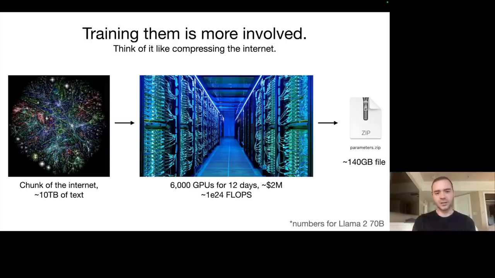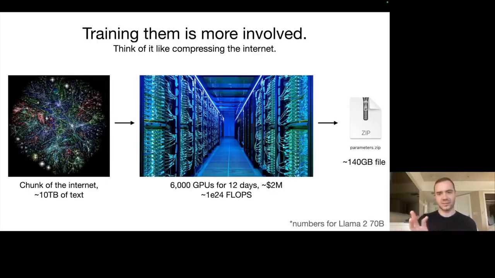You basically take a chunk of the internet that is roughly, you should be thinking, 10 terabytes of text. This typically comes from a crawl of the internet. Just imagine collecting tons of text from all kinds of different websites and collecting it together. So you take a large chunk of internet, then you procure a GPU cluster. These are very specialized computers intended for very heavy computational workloads like training of neural networks. You need about 6,000 GPUs, and you would run this for about 12 days to get a Llama 2 70B. This would cost you about $2 million.